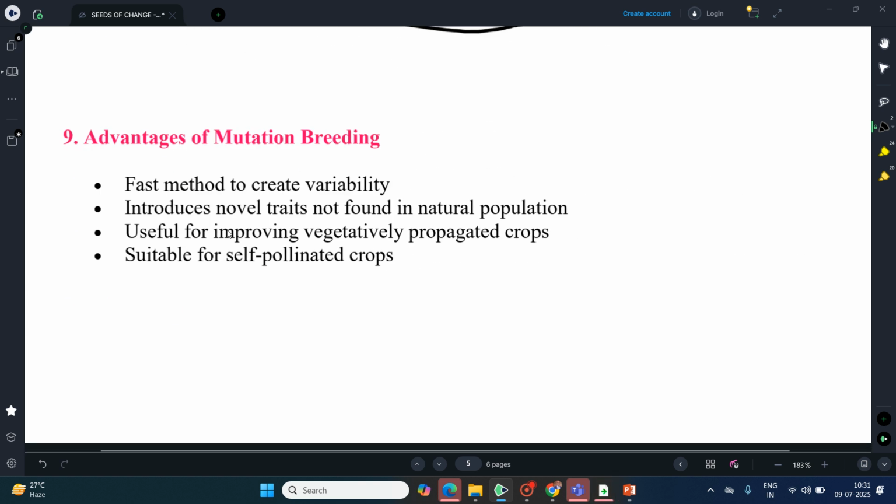Regarding advantages, it is a fast method to create variability. It introduces novel traits not found in natural populations. It is useful for improving vegetatively propagated crops, that is more important. It is suitable for self-pollinated crops.